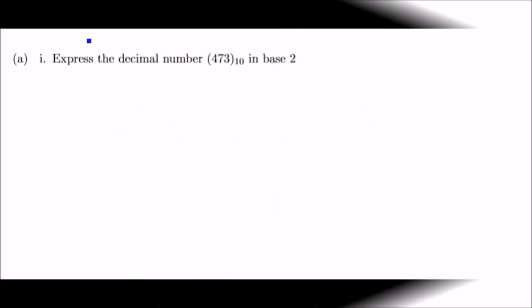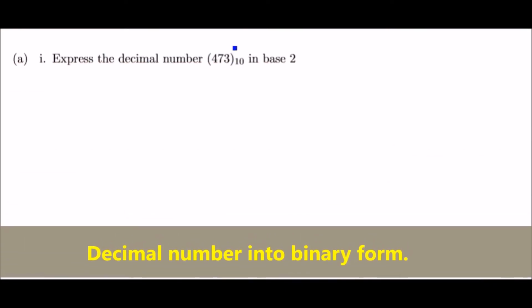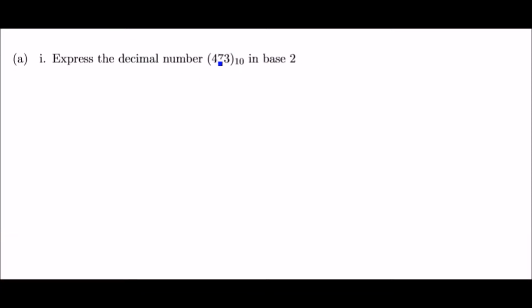So here we need to express the decimal number 473 in base 10, that's a decimal number by the way, in base 2. So firstly, base 10, what does it mean? This is actually the standard 0 to 9 format that we use in everyday life. And the key idea is to convert this into the binary 0-1 format.